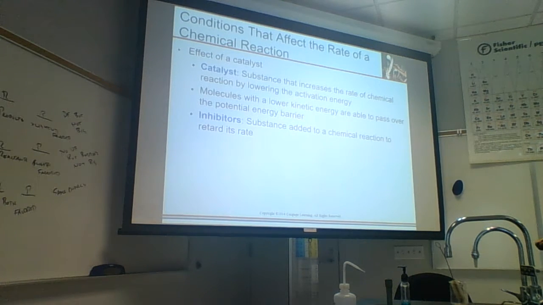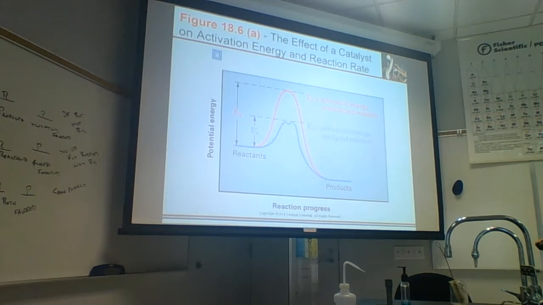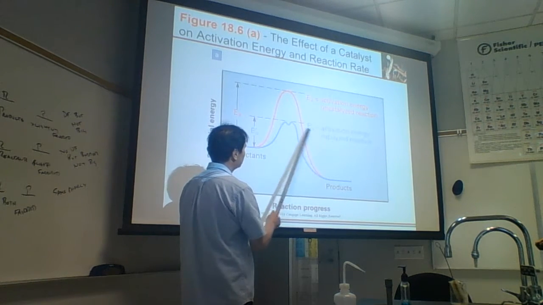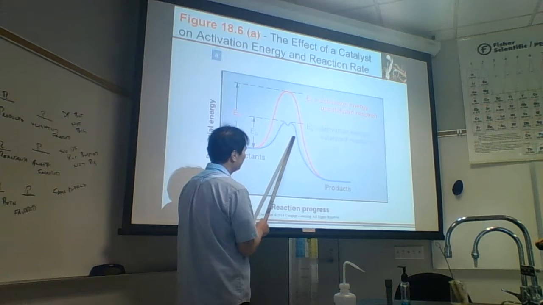In other words, you lower the hill. This is called the reaction profile. You've got to climb this hill. If we can lower the hill, then a lot more molecules can get over that hill. This hill is called the activation energy, E sub A. So, red is the normal hill that has to be climbed, but if you introduce a catalyst, you make the hill smaller. Well, how do you make the hill smaller?